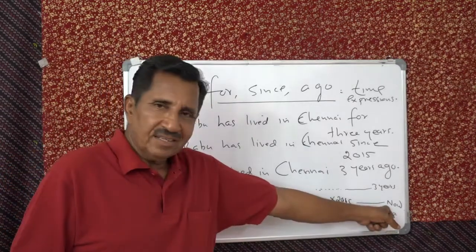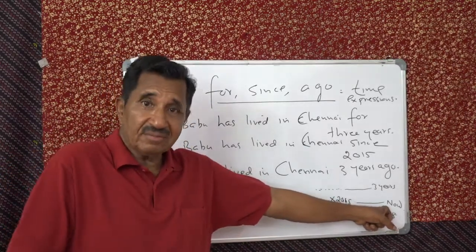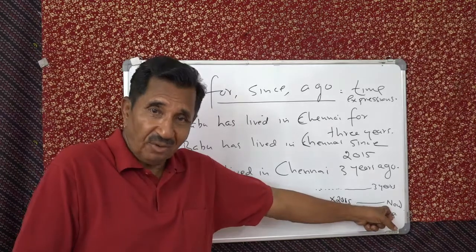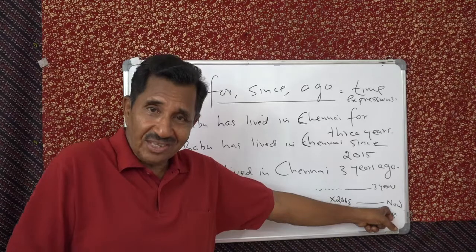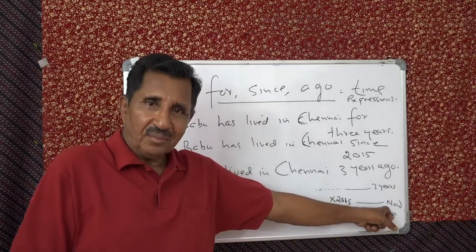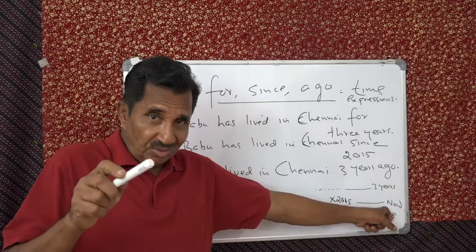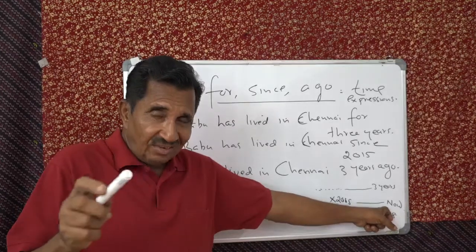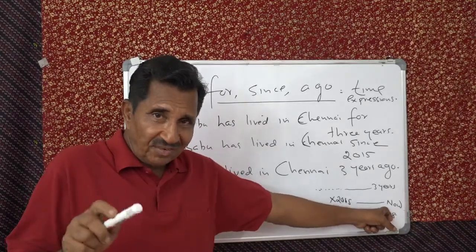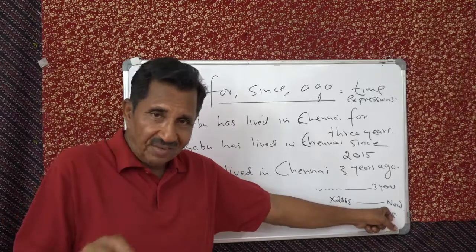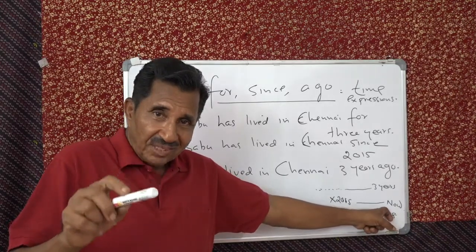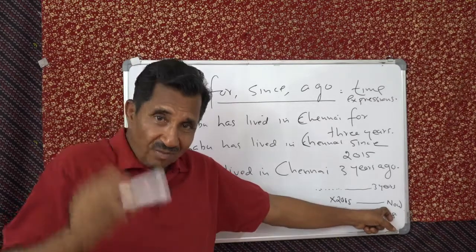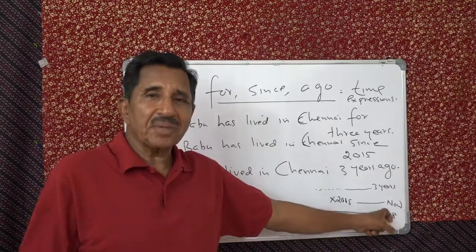2015, has lived till now. We don't know if tomorrow he will live there or not. Till now, just now. Present perfect is used, remember? In our last class I told you about present perfect. When do you use the present perfect? When something is over by the time of speaking.